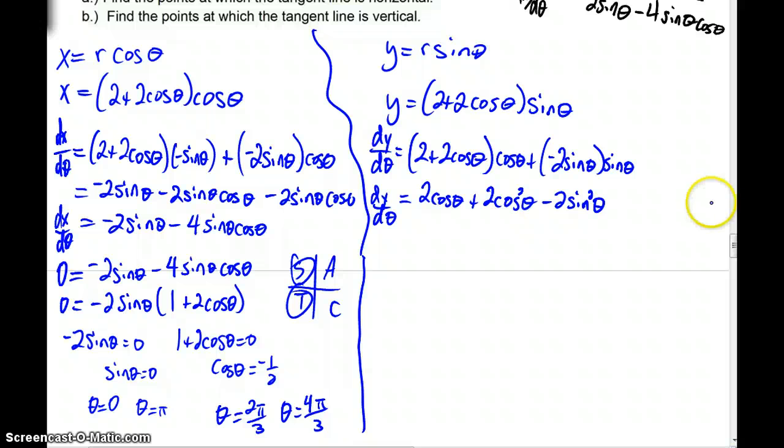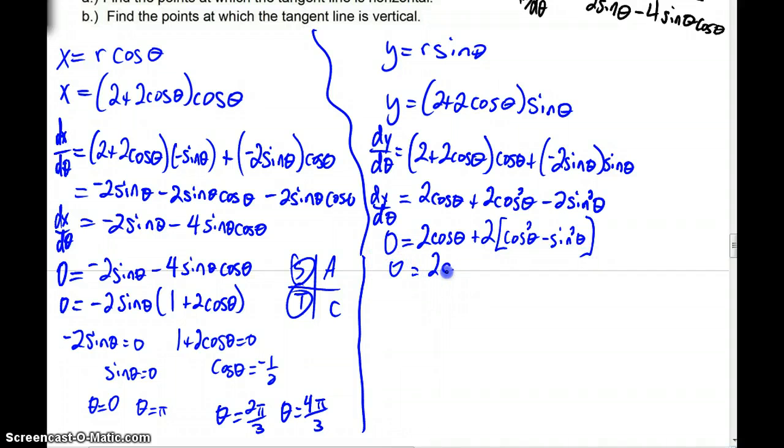And we could type this in as a function, change our calculator back to function mode, type this in and solve for where our equation would equal 0. And that's fine. You can certainly do that. But let's also talk about how to solve by hand. If you factored out a 2, you'd have cosine squared minus sine squared, which, by the way, is really cosine of 2 theta. So really pulling back some trig.